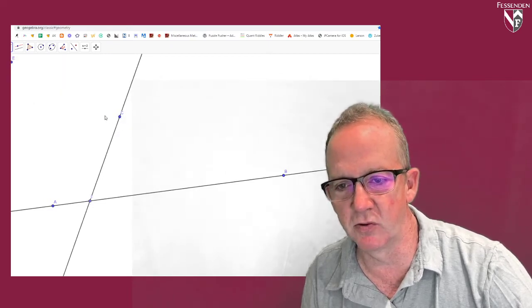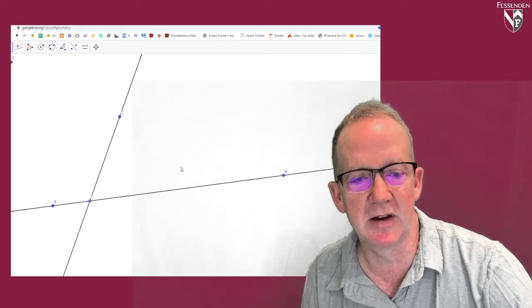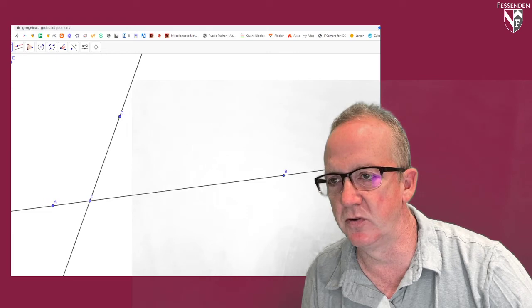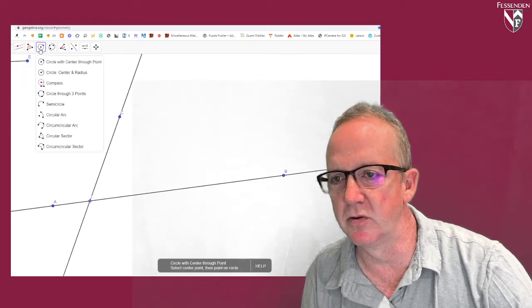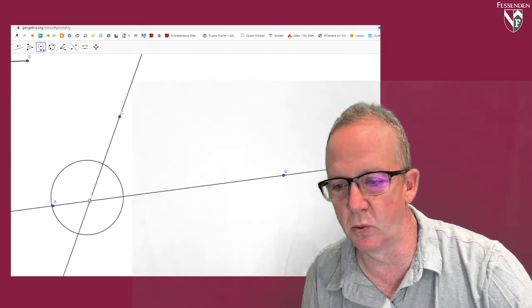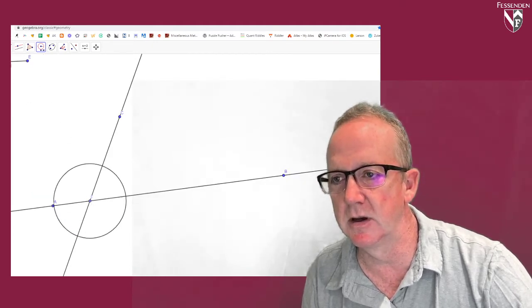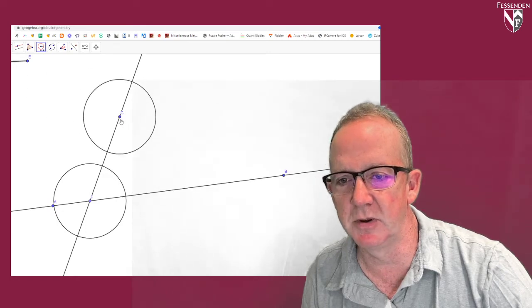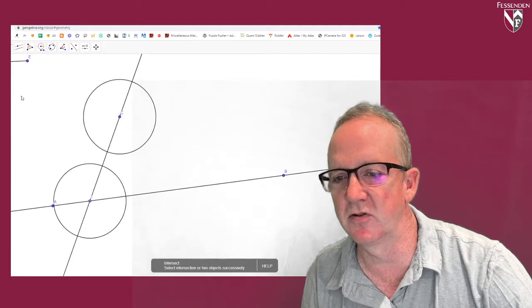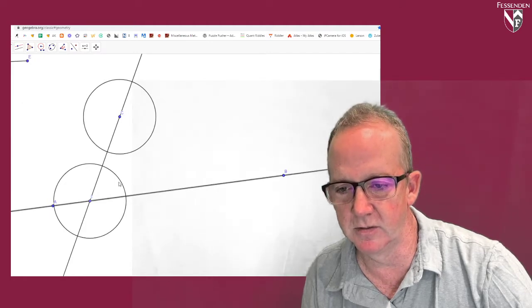And now we want to draw that line through C that is parallel to AB. And what we'll do is use our compass tool. And we're going to go to compass and use this as the radius and put one circle here and draw a second circle up here. And we will identify the points of intersection on all of these.